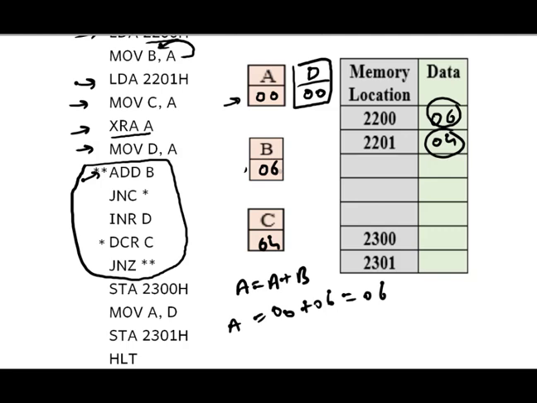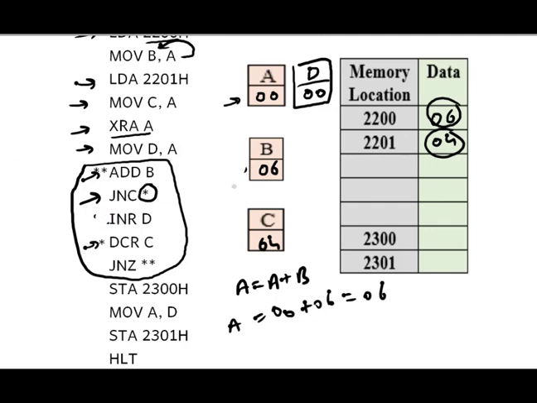Contents of B are not changed. Only A becomes 6. Then we give the instruction jump if no carry to star. If there is no carry, then the increment instruction will not be executed. Of course we didn't get any carry, so this part will be skipped. There is no increment here in this case. Then it directly goes to DCR C.